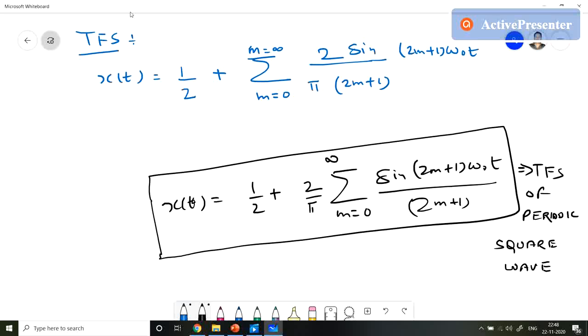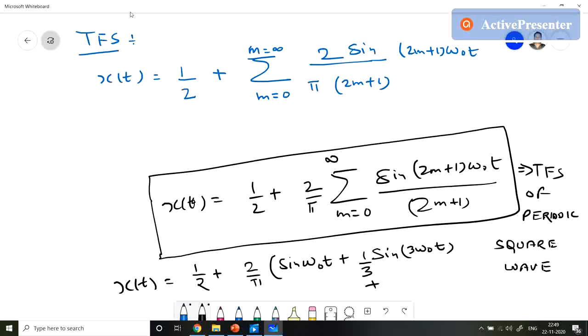So we can further expand it. After expansion, what we will get? We will get 1 by 2 plus 2 divided by pi times sine omega naught t plus 1 divided by 3 sine 3 omega naught t plus 1 divided by 5 sine 5 omega naught t plus dot dot dot.